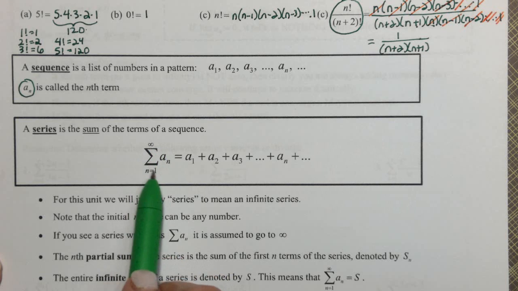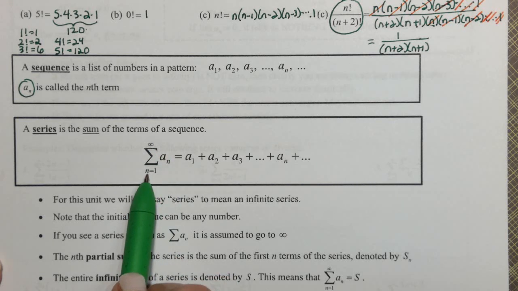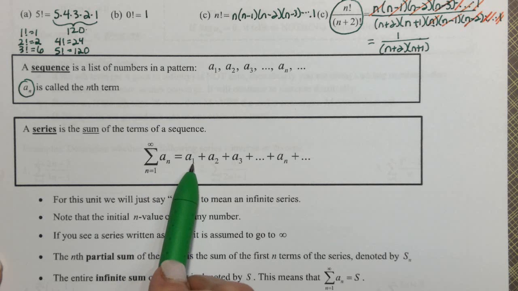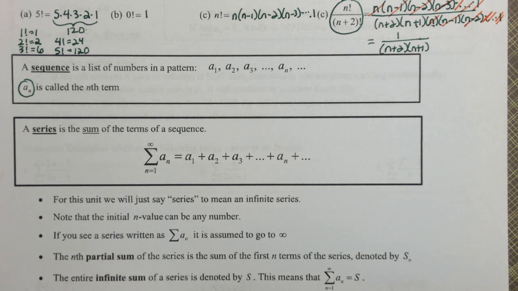We abbreviate a series using sigma notation. This is our counter. It tells us what we're starting at. In this case, we're starting at 1. And a series is going to infinity. An infinite series is going to infinity. We can also have a partial series, which is not going to infinity. It would be stopping at a finite number.